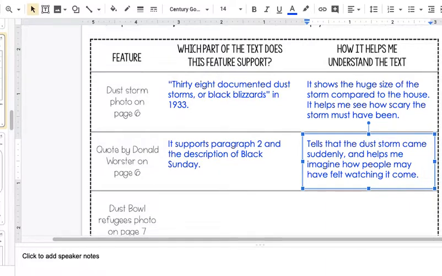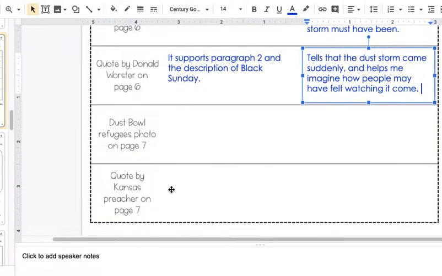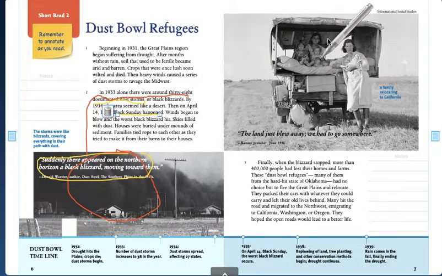it come suddenly. Okay, so you have two more. You have the Dust Bowl refugees photo and quote by a Kansas preacher, both on page 7. So here's the picture here, and here's a quote. So again, you could circle and draw a line to the part of the text and think, what part of the text is it supporting, and then how does the picture and the quote, how does it help me understand the text better? Okay, so fill that in on your own, and don't forget about the apply it.